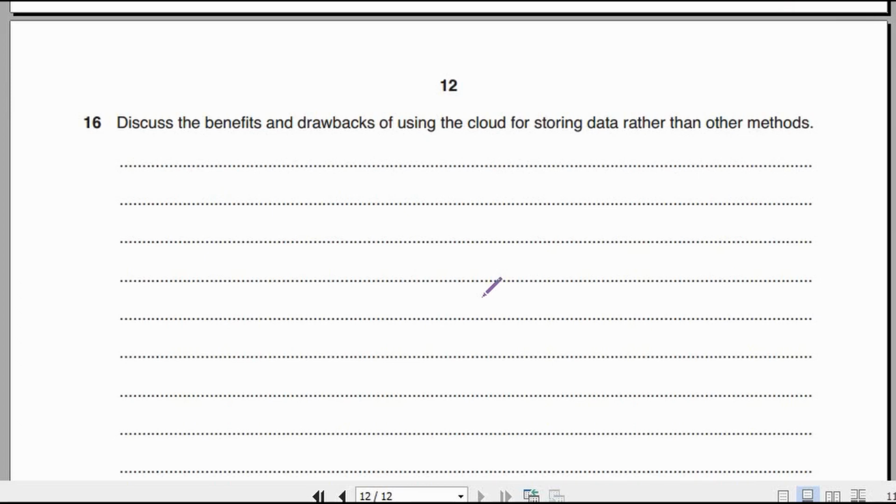So let's start with the benefits first. Well, I think I didn't read the question. Discuss the benefits and the drawbacks of using cloud for storing data rather than other methods. We all know cloud storage, like Google Drive is one cloud storage, OneDrive is another, and Dropbox is also another one. So there are many cloud storage services available, freely available as well. There are some benefits, there are some drawbacks. So let's start with the benefits first.